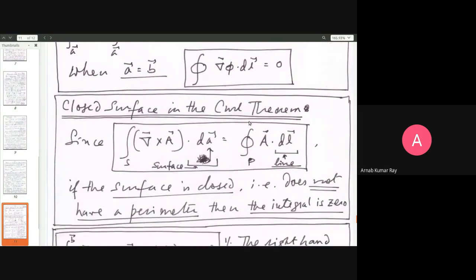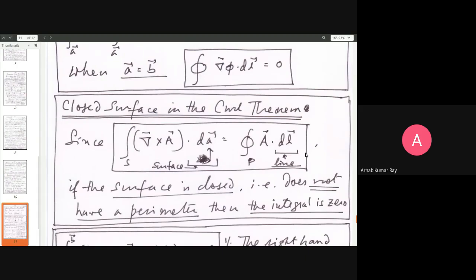Closed surface in the curl theorem, I told you this thing will be equal to 0. Surface integral of curl of A dot dA, this is the surface integral. A dot dl is the line integral. Now if the surface is closed, that is, does not have a perimeter, then the integral is 0. If there is no perimeter, then there is no dl. Right, dl is the displacement along the perimeter, the boundary of the surface.